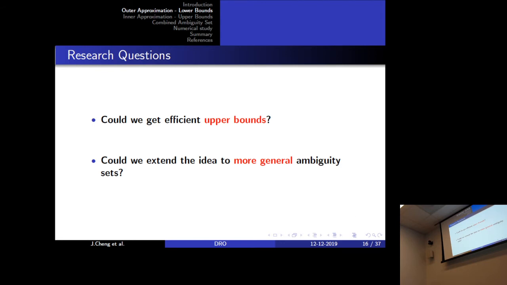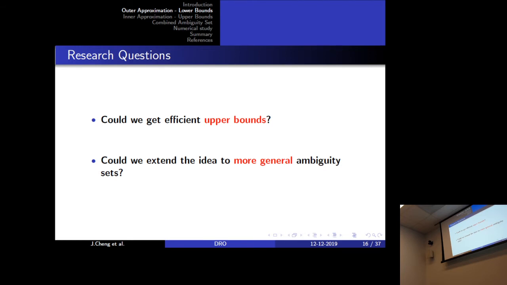There are two major questions to ask. First, could we also get an efficient upper bound? That means, can we get an inner approximation for the original problem? And the second one, could we extend the ambiguity set we considered to a more general ambiguity set? Those are the two natural questions. In the remaining talk, we will answer these two questions.